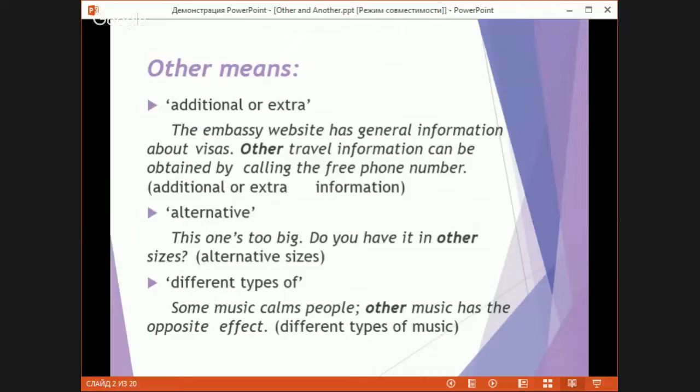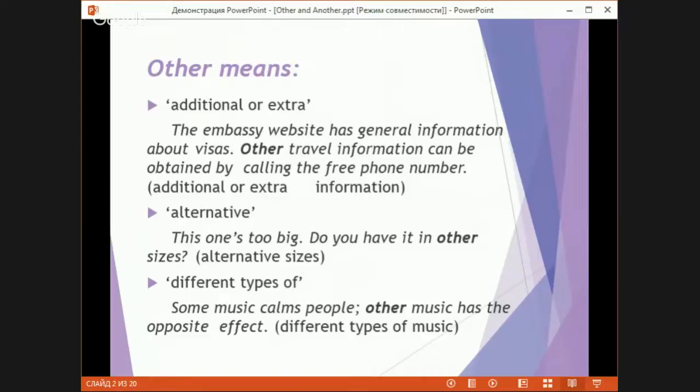The embassy website has general information about visas. Other travel information, like additional information, can be obtained by calling the free phone number. Also, it means alternative. This one's too big. Do you have it in other sizes? Like alternative size, I need another size. Some music calms people, other music has the opposite effect. This means a different type of music.